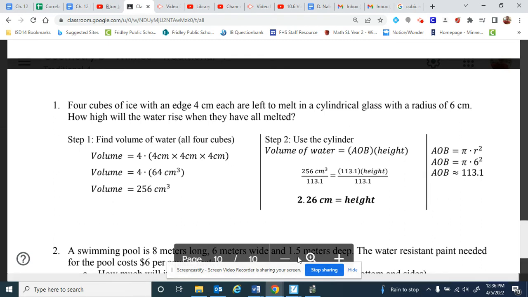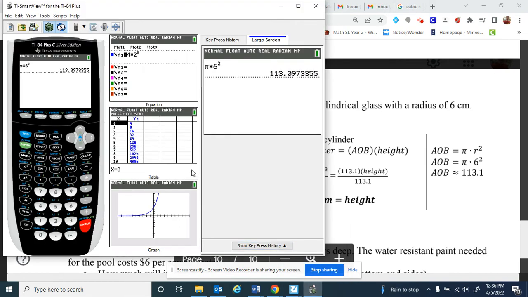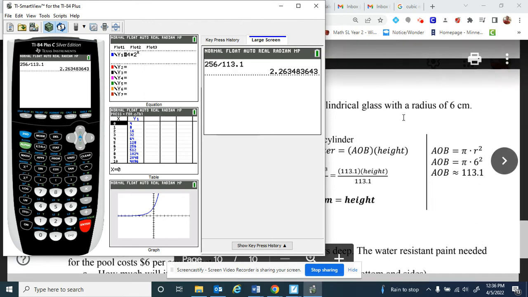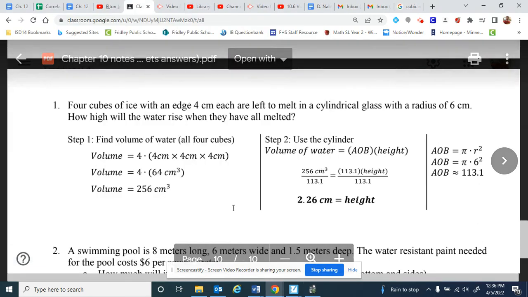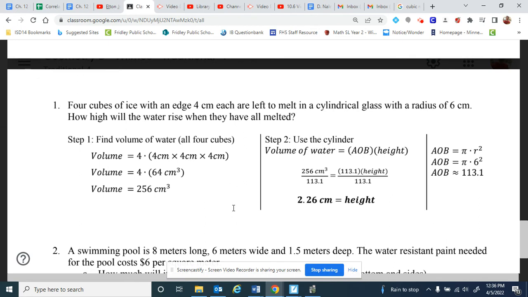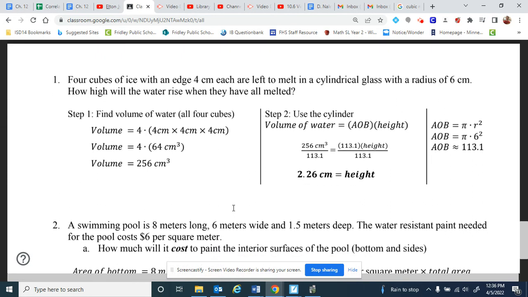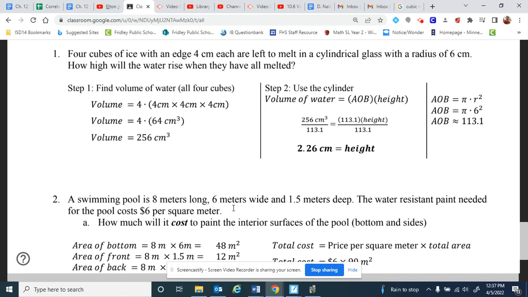So if we take 256 divided by 113.1, we end up with 2.263. And so there we go. There's the height inside of our glass, 2.26 centimeters. So I will encourage the teacher and students to pause the video here to write down those parts, reflect on what we did, and ask questions to the teacher or to the class.